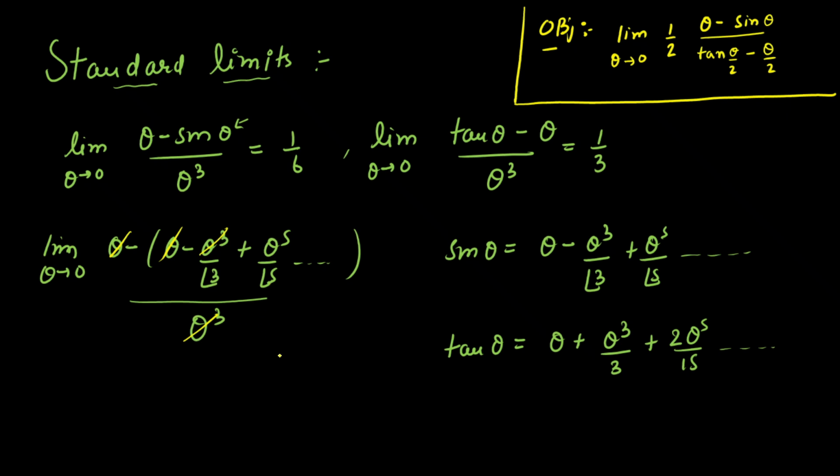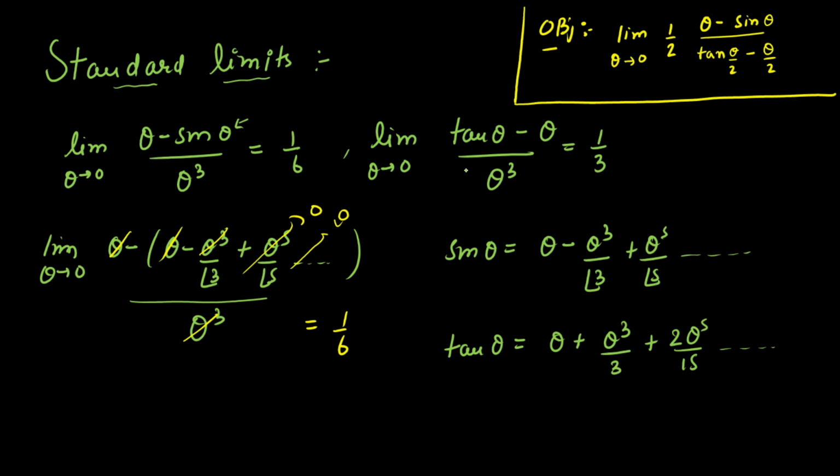minus of minus 1 by 3 factorial, that is 1 by 3 factorial is 1 by 6, and some other terms. Now the other terms will contain theta, and if theta is tending towards 0, this term will be 0, the next term will be 0, and so on up to infinity all the terms are 0, so the value of the first limit will be 1 by 6.